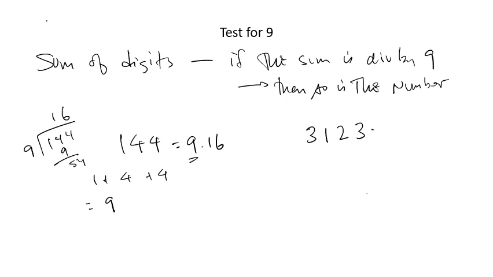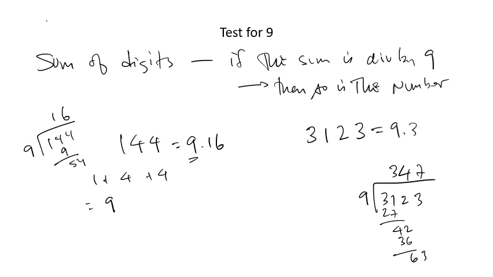And if I check that, 9 goes in here 3 times. That's 27. 42, so this goes in 4 times, is 36. So that's 63, and that goes in 7 times. So sure enough, that's 9 times 3,47. So this rule can, like I said, help us find numbers that work for us to do what we need them to do.